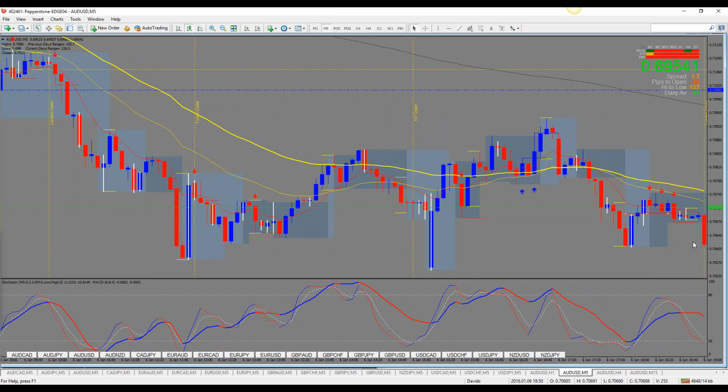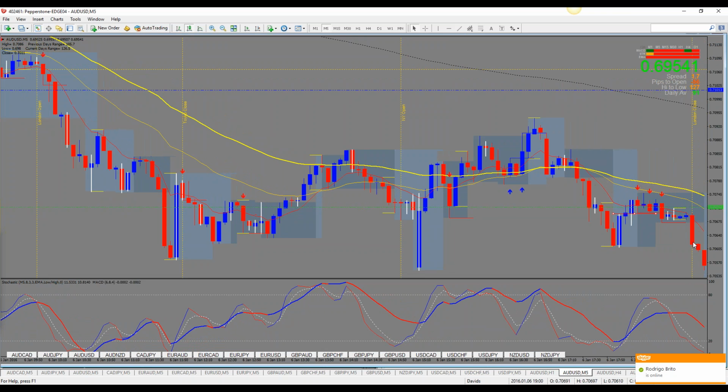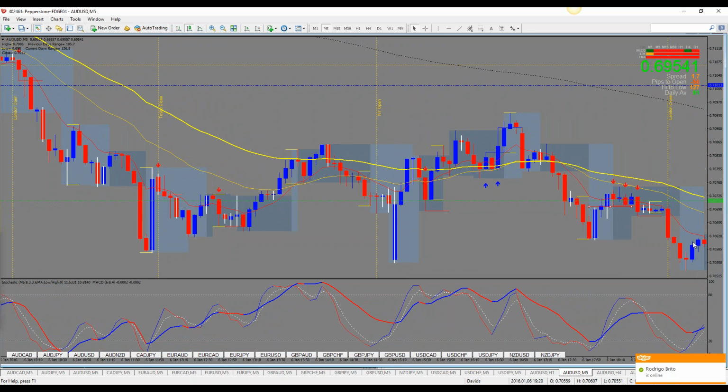So that's -6. And I'm done with that pair for the day. So on the Aussie dollar, I only had 4 trades on the 6th. One was a loser, and the other 3 were winners.